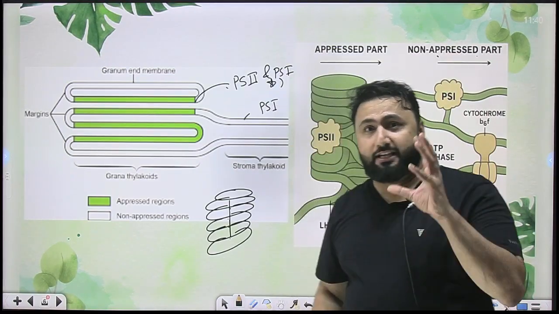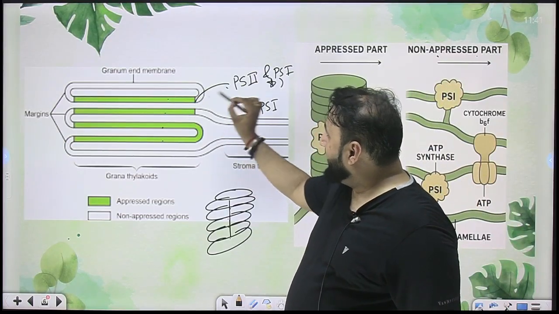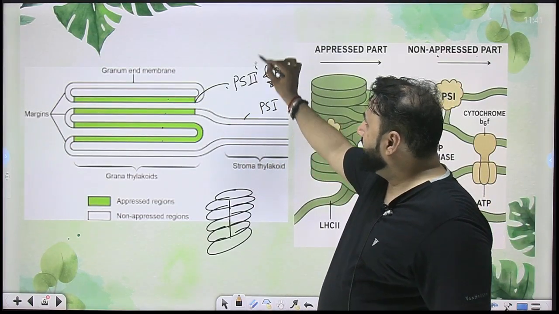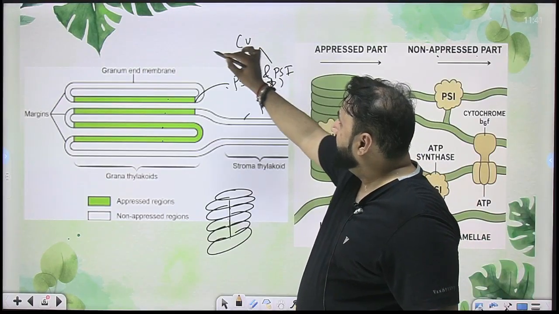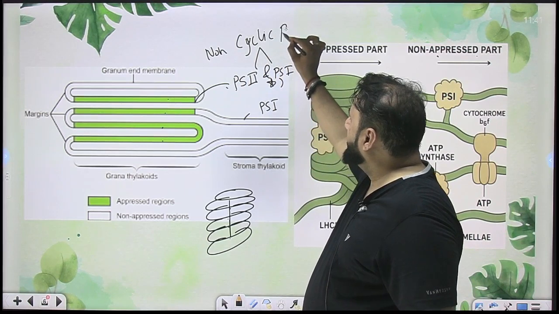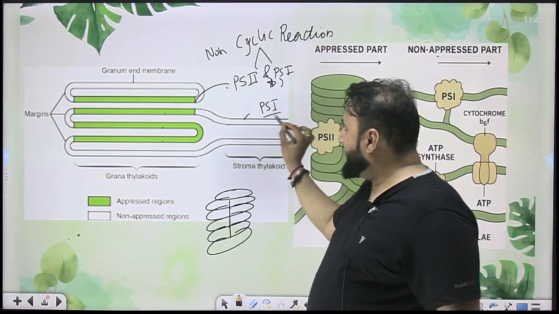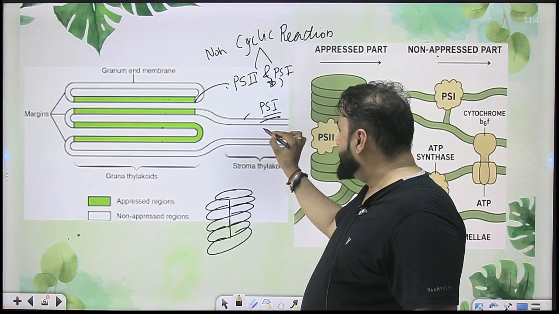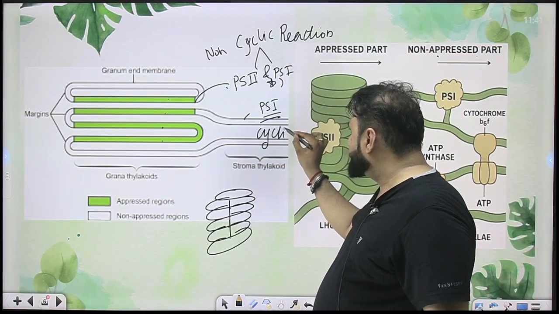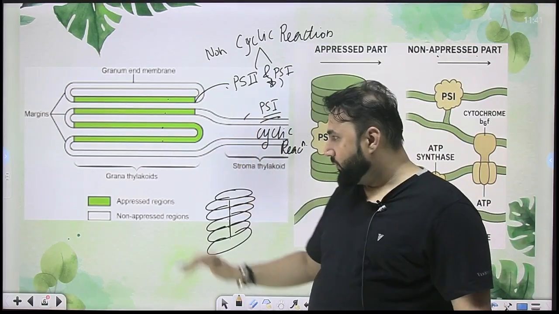Now there are a few things we need to understand. Here the green part is there. Here you will be having PS2 and PS1. We call this the non-cyclic reaction. This is your non-cyclic reaction. PS1 alone would be having the cyclic reaction. We'll be seeing this in detail now, what it is.